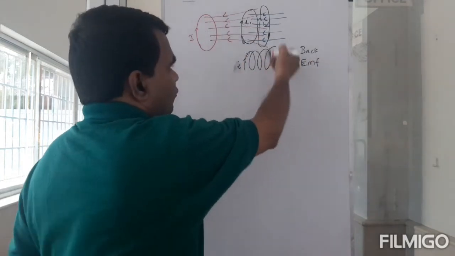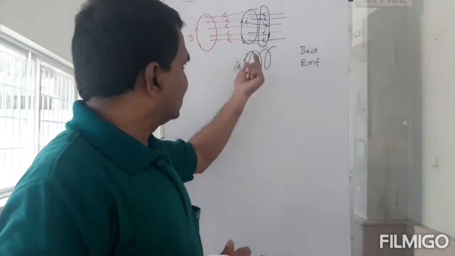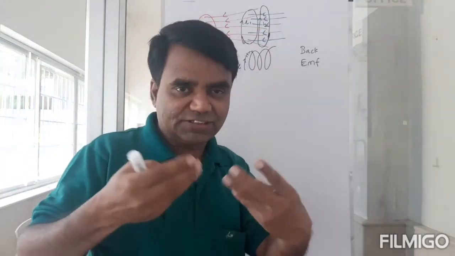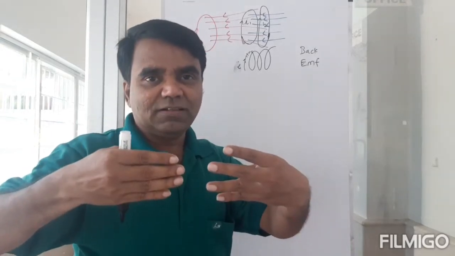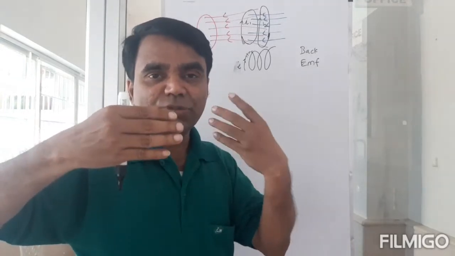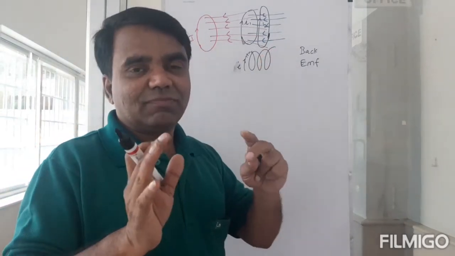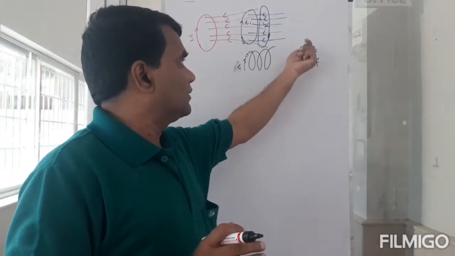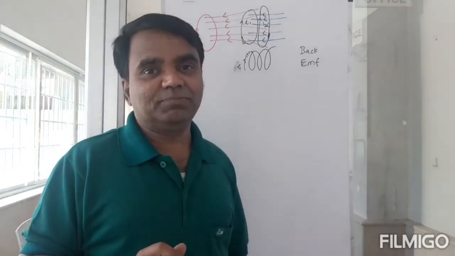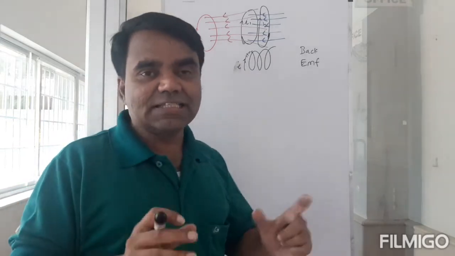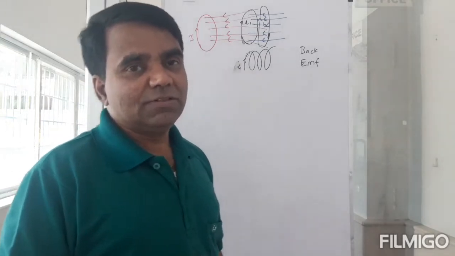Because the current flowing through the coil changes, the flux that is linking the loops changes. So clearly, there will be an induced EMF in that setup, and that EMF is called back EMF. This inductance is called self-inductance.